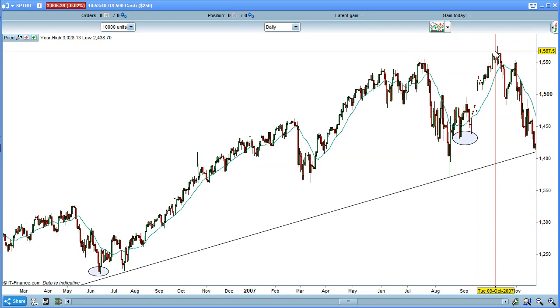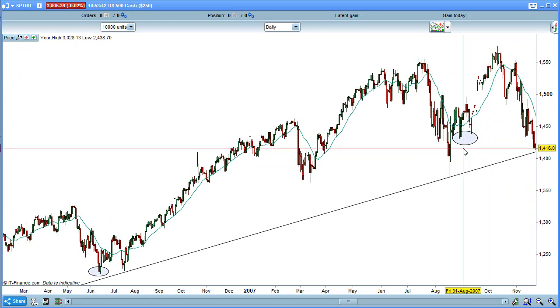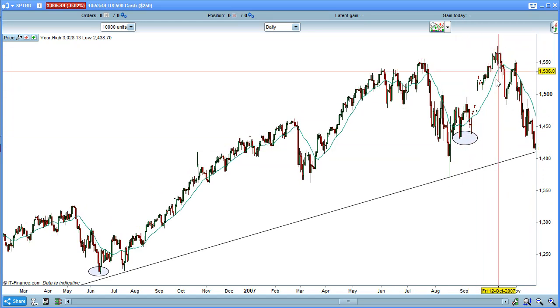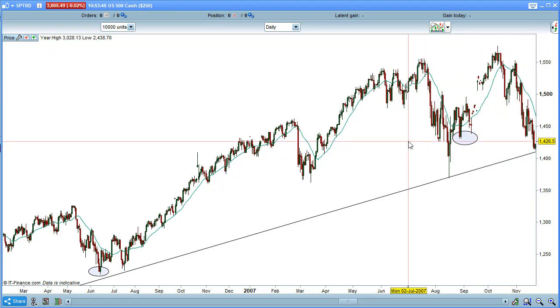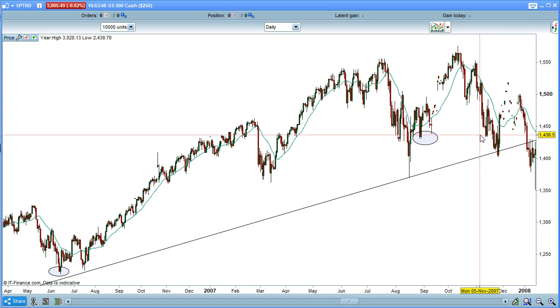And as you can see, the first drop actually buoyed the stock market, right? It actually buoyed it up. And then we found a top two, three, four months later. And that's when we started to see the descent, right?